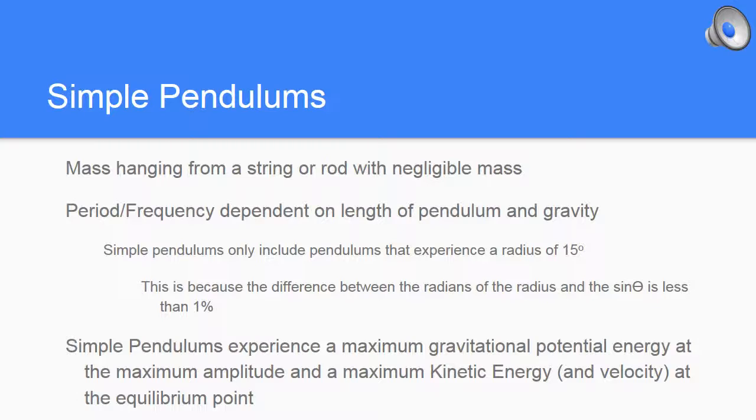Simple pendulums experience a maximum gravitational potential energy and a minimum kinetic energy at the maximum amplitude, and a maximum kinetic energy and a minimum gravitational potential energy at the equilibrium point.